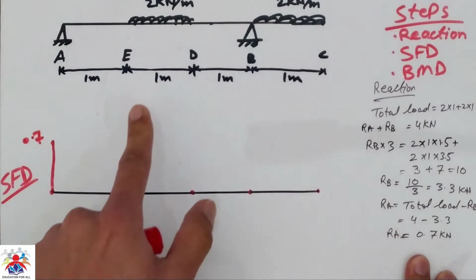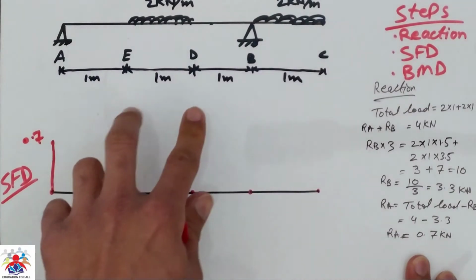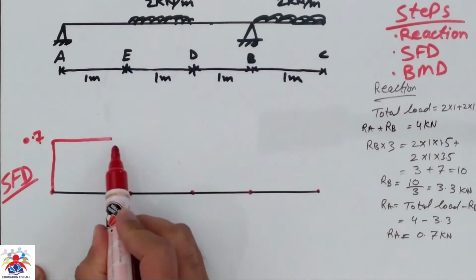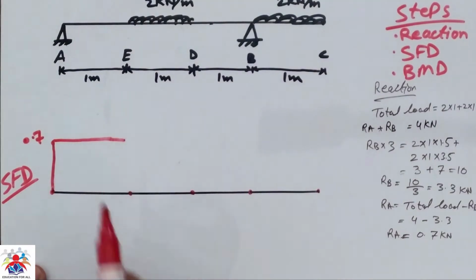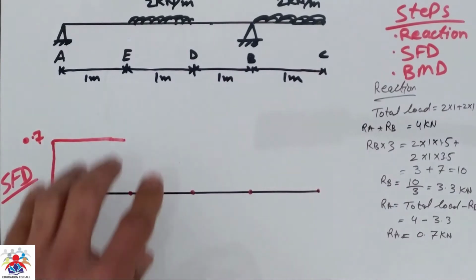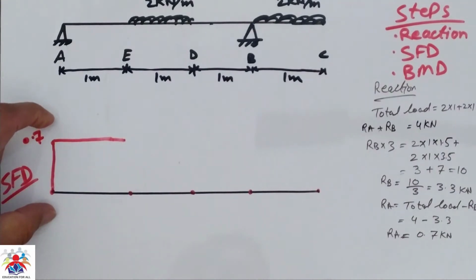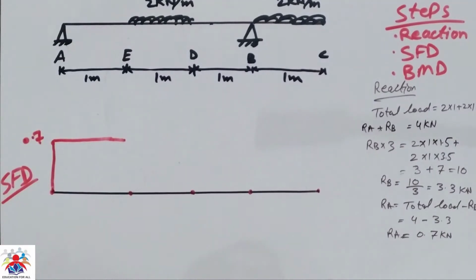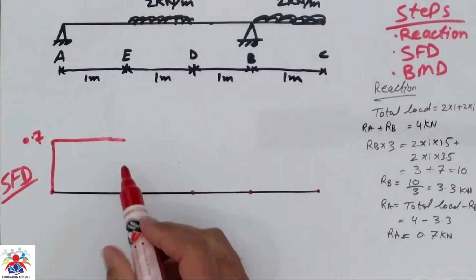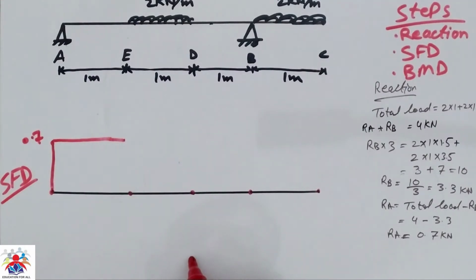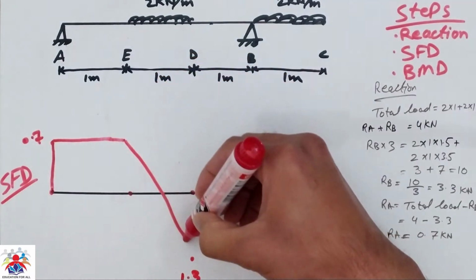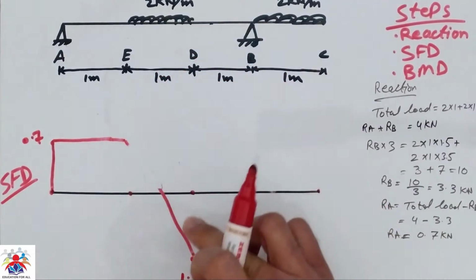Now we have to go to points E and D because between E and D we have UDL. To go to point E we have nothing, so we will draw a straight line. And then we have 2 kilonewton acting downward. So we went up 0.7. Now we have to go down 2 kilonewton in the form of an inclined or diagonal line. So obviously when we go down, it will be somewhere here, and the value would be minus 1.3. So you can connect these points with the diagonal line.